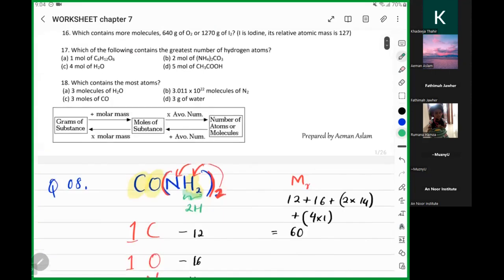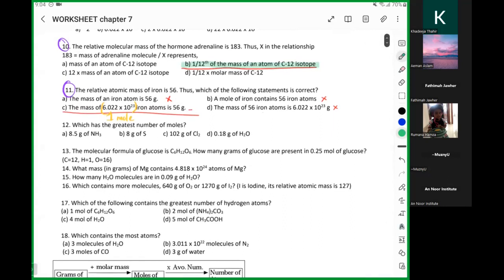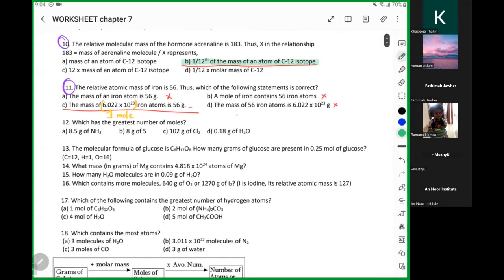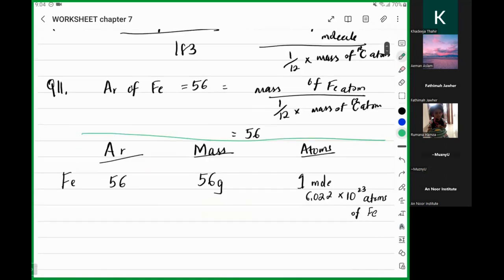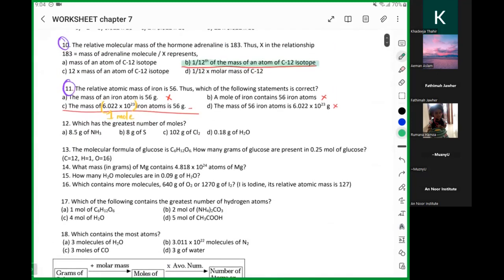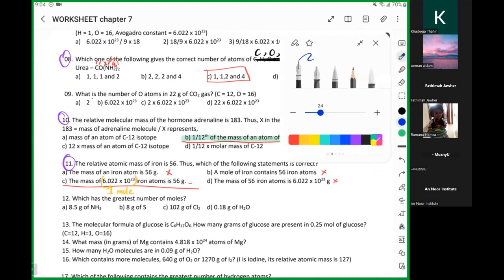So in statement D, they are inverting it. It should be 56 gram has this many atoms of iron, not 56. These two numbers should be exchanged. So D is wrong. Did you get it? Why C is correct? Yes, Miss. Okay, good.